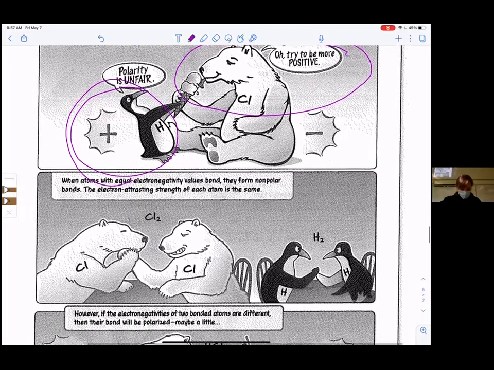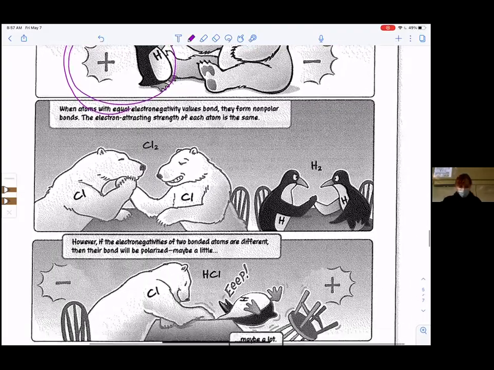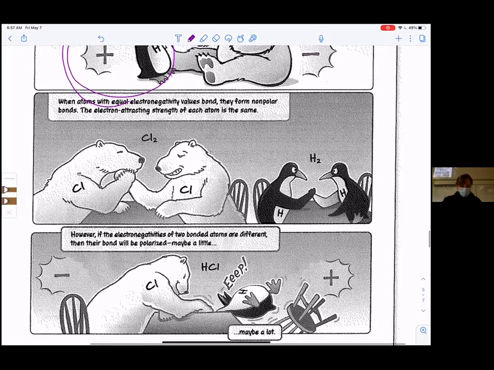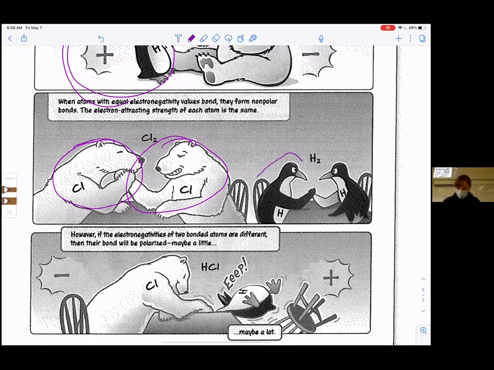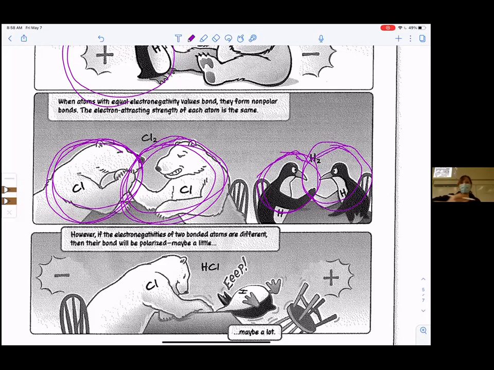When the atoms with equal electronegativity values bond, they form nonpolar bonds because the electron attracting strength of each of the atoms is the same. So if 2 twins are arm wrestling, it's going to be a pretty fair fight unless one of them is super into the gym and the other one's not. Same thing here. You can have 2 big, strong things fighting, and it's going to be an equal fight, or you can have 2 weaker things fighting, and that's also going to be an equal fight. So it really depends on how hard they pull on those electrons in the bond.